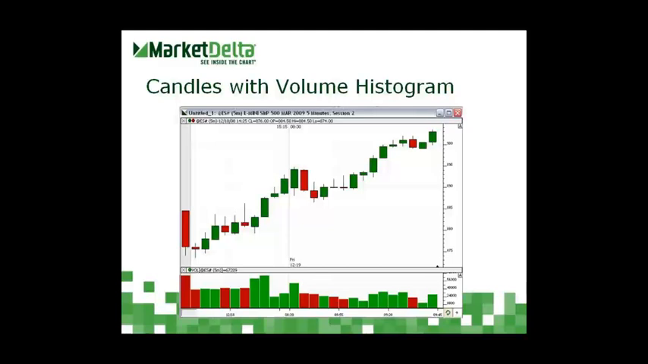Consider what's missing. For starters, we don't know the exact levels at which the various trades occurred, only the range of prices. Then, we don't know what volume occurred at each traded price level, only the total volume for the period as shown in the volume histogram. Digging deeper still, we don't know the type of activity which caused the activity in question. Was it aggressive buying or aggressive selling?